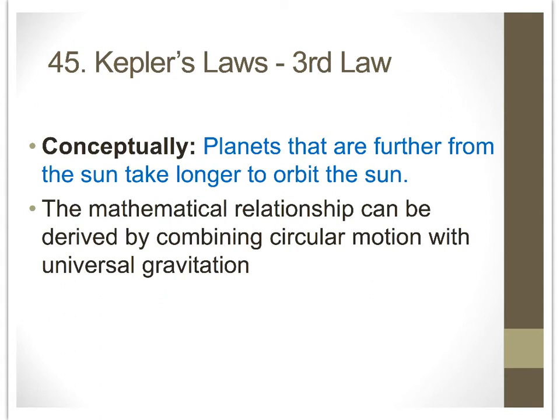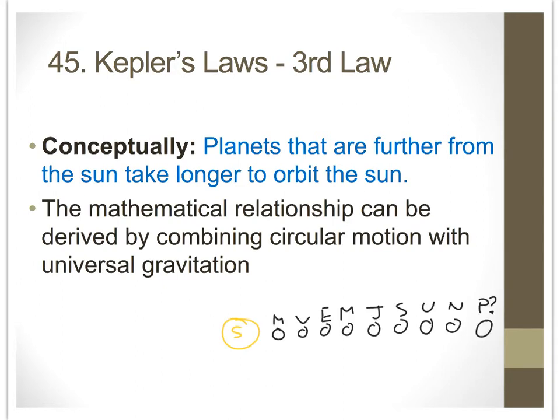All right, the third law tells us conceptually that planets that are further from the sun take longer to orbit. We will have an equation for this in a second, but the further away a planet is from the sun, the longer it takes to complete its orbit. So we think about our solar system: Mercury, Venus, Earth, Mars, Jupiter, Saturn, Uranus, Neptune, and Pluto, which before was recategorized as a dwarf planet.